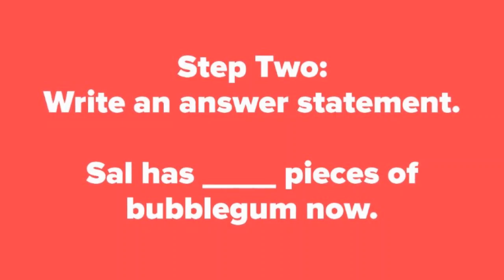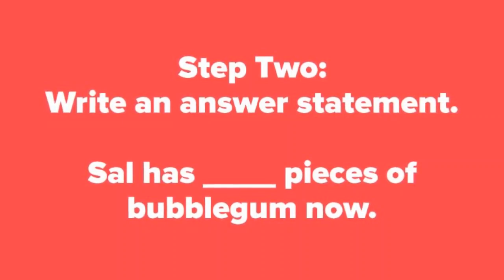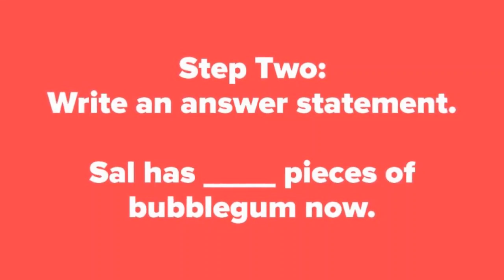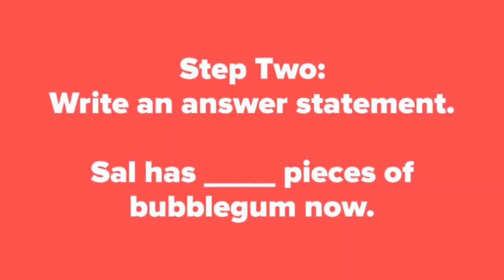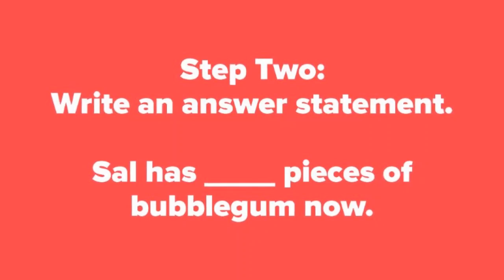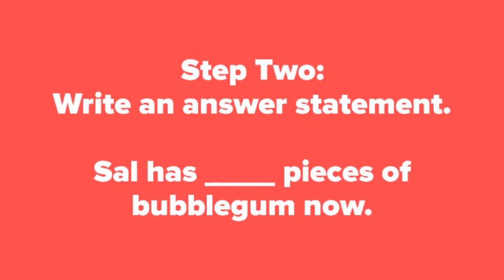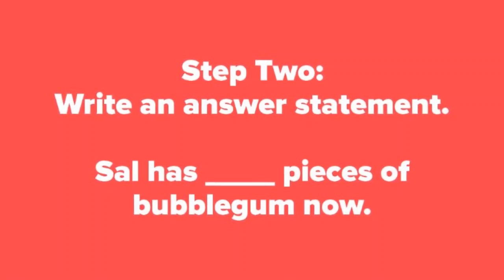Great job using your small objects to visualize the word problem. Now, we need to write an answer statement. Let's write this answer statement together. Remember, you don't solve yet. Let's put a blank for where the answer will be. Sal has blank pieces of bubble gum now.